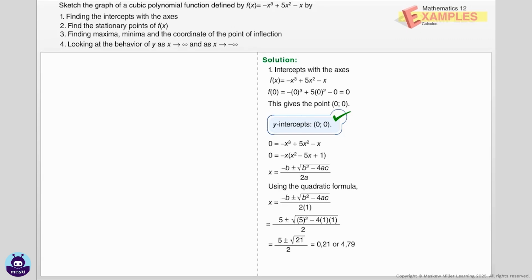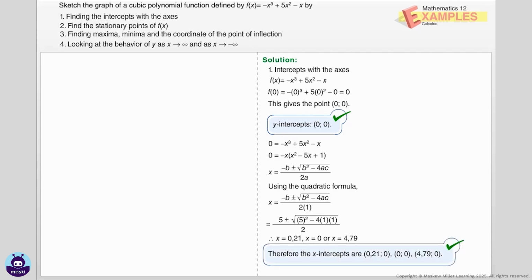x equals 5 plus or minus root 21 over 2, which equals 0,21 or 4,79. Therefore x equals 0,21, x equals 0, or x equals 4,79. Therefore the x-intercepts are (0,21, 0), (0, 0), and (4,79, 0).